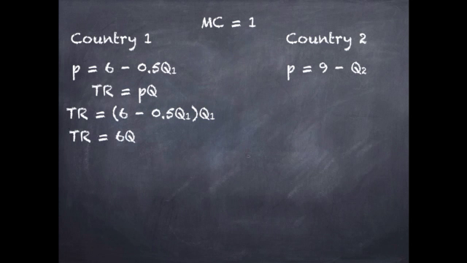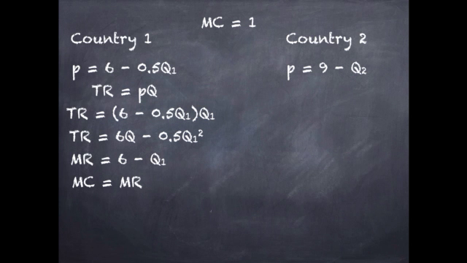And if we multiply the Q1 through, we get total revenue is equal to 6Q1 minus 0.5 Q1 squared. We take the first derivative, and we get marginal revenue is equal to 6 minus Q1, multiplying by the 2 and then lowering the power of this by 1. And once we know marginal revenue and we know marginal cost, we just set them equal to one another, as that is the profit maximizing condition.